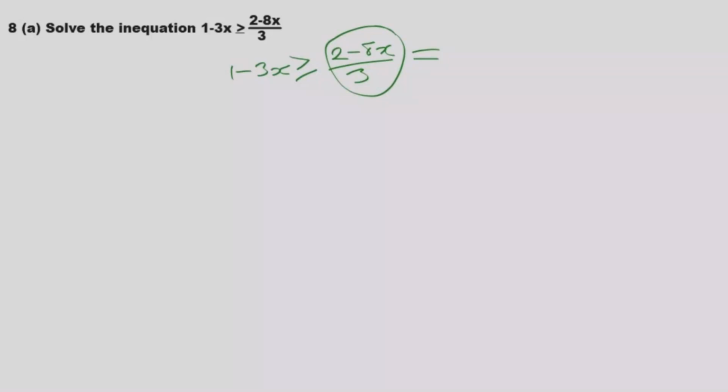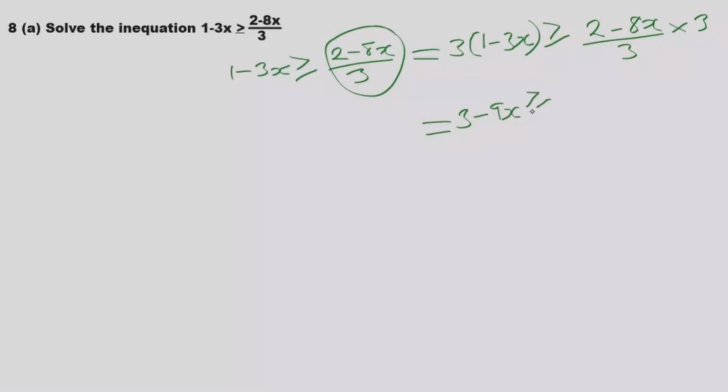So we have 3 open bracket 1 minus 3x close bracket is greater or equal to, then we have 2 minus 8x over 3 times 3, like that. Then we evaluate that. 3 by 1 will give us 3, 3 by negative 3x will give us negative 9x is greater or equal to, then this 3 and this 3 will cancel each other, leaving us with 2 minus 8x.